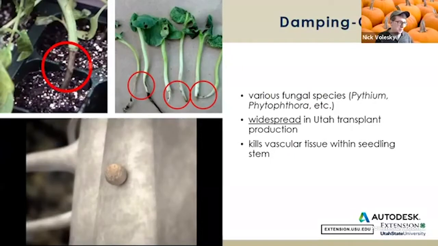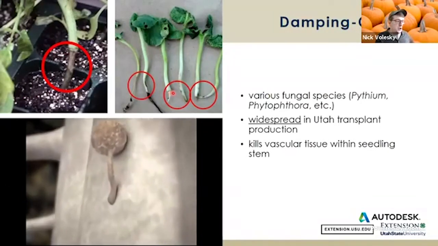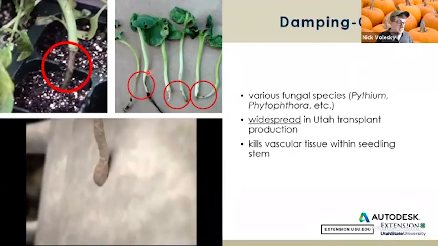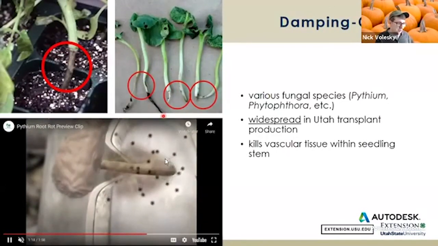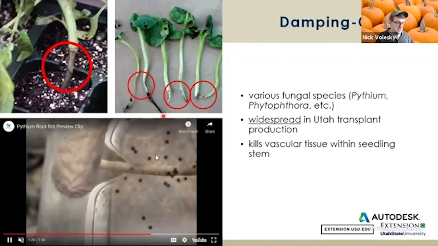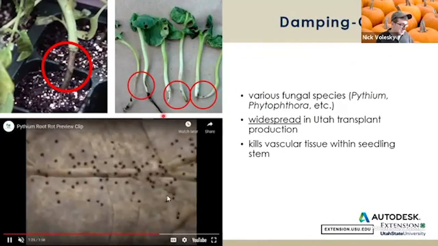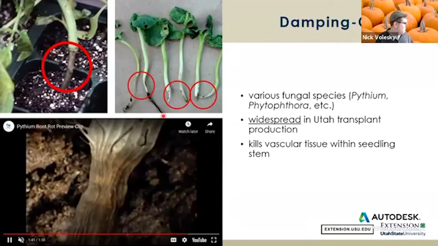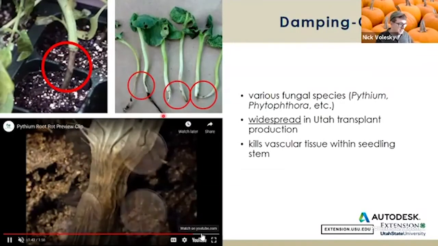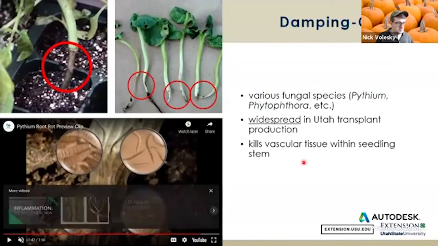So this is the part that we see in these photos where the seedling stem basically just dries and rots out, ultimately killing the seedling. So you can see in this image here, it's just showing how it's killing that vascular tissue when those spores infect the roots. And then here's kind of an overall image of what's going on. And then it shows the different fungal species that cause that.